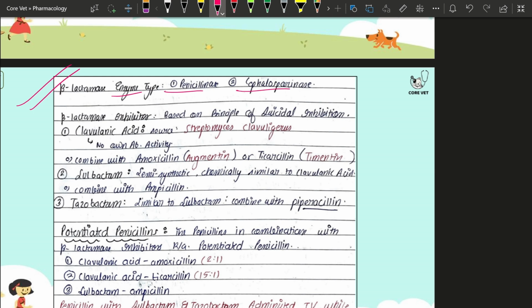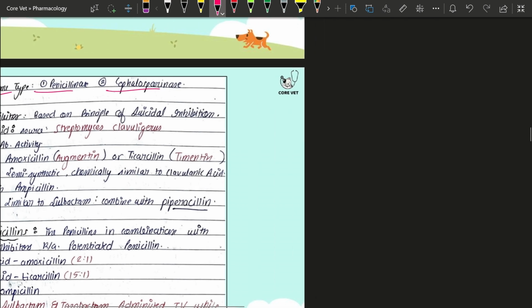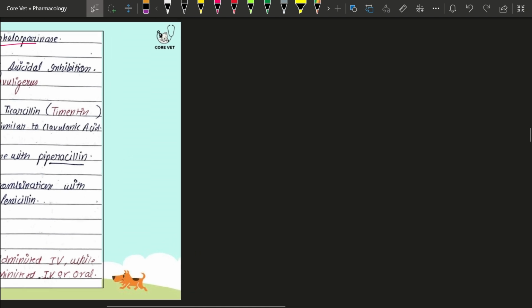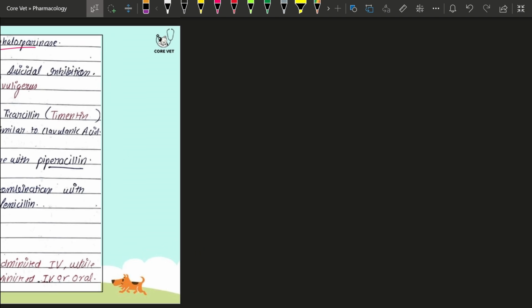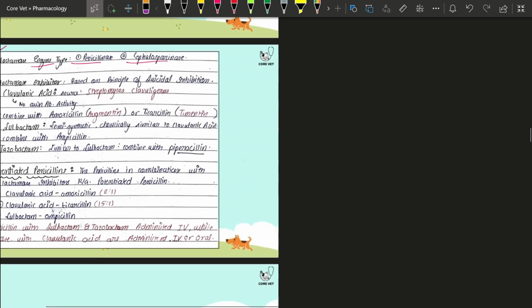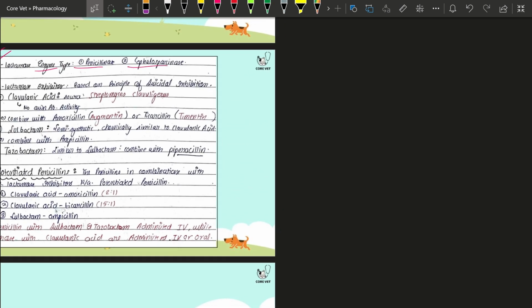Okay, so there is also an important case you have to focus on, right? The beta-lactamase inhibitor. What are the beta-lactamase inhibitors? When you are in the clinics, you are going to see that the penicillin class isn't used alone. You aren't just injecting penicillin. You are injecting penicillin with a beta-lactamase inhibitor.